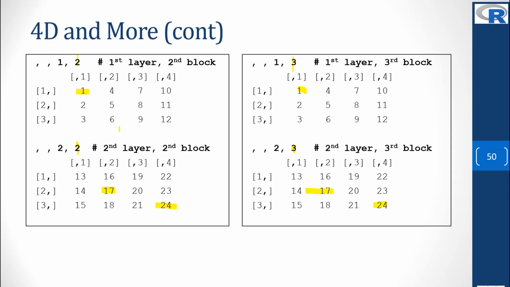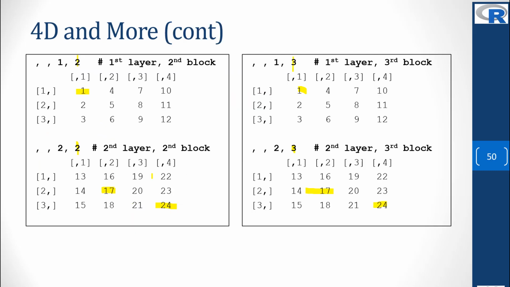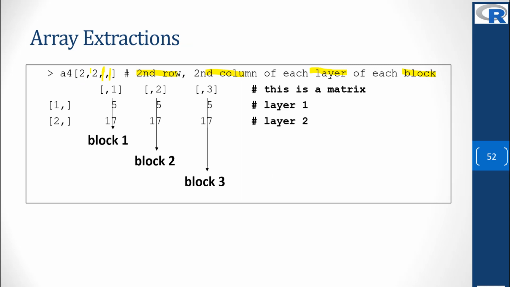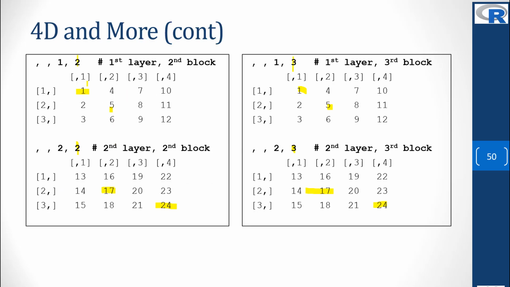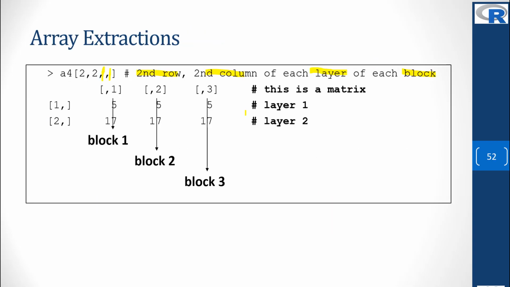Look at our data. Here's the first block. We get 5. And second block is 5. And then third block is 5. And then we go back and we get the second row, second column from the second layer. 17 and 17. And then 17 over here. So those are examples of how we can do extractions from these multi-dimensional arrays, similar to matrices, but with more dimensions.